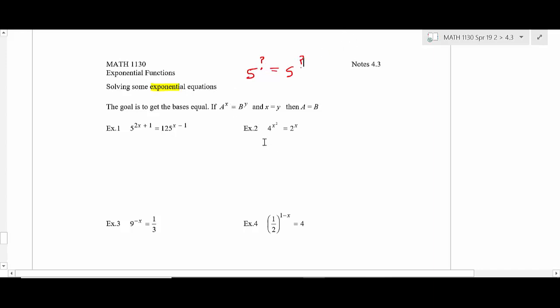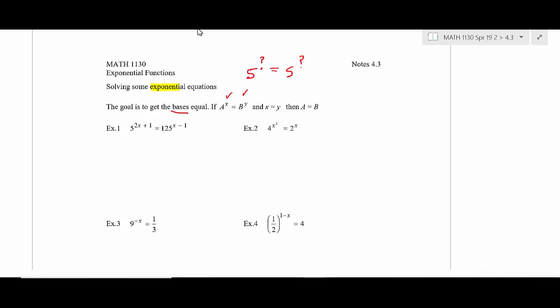If you look at example 2, there's a 4 and there's a 2. So these problems are designed so the bases could be made the same. Again, the goal is to try to get the bases equal. And then if they are, then the exponents have to be equal. The idea is real simple. If the bases are the same, then so are the exponents. They have to be. That's what you want to make sense of.